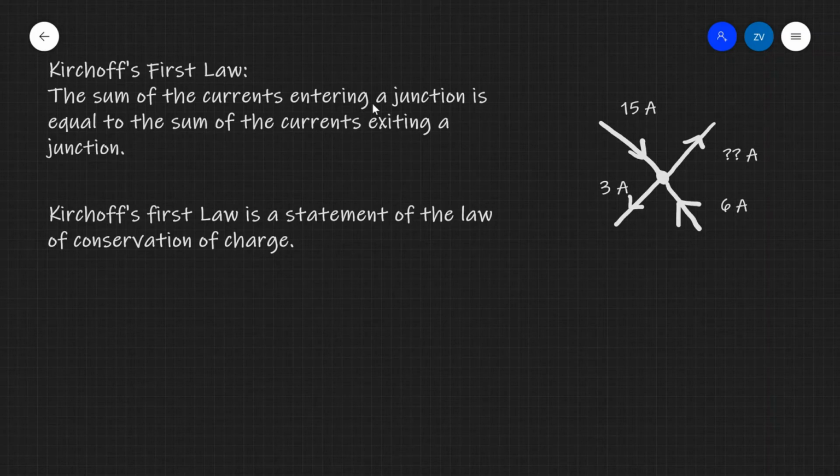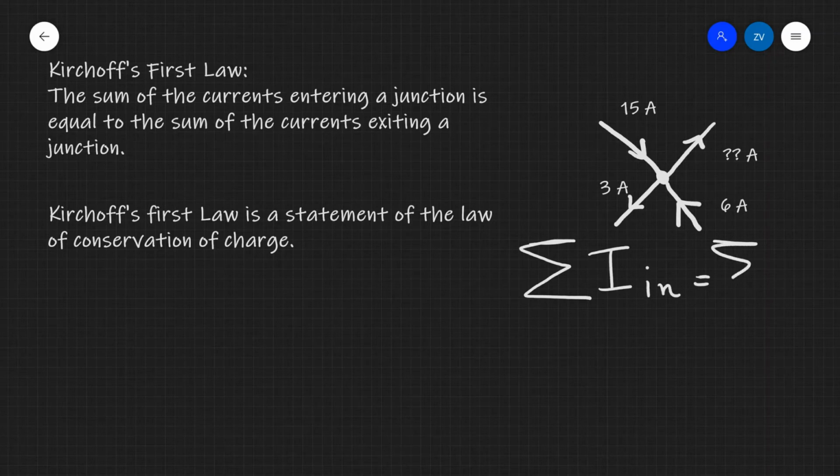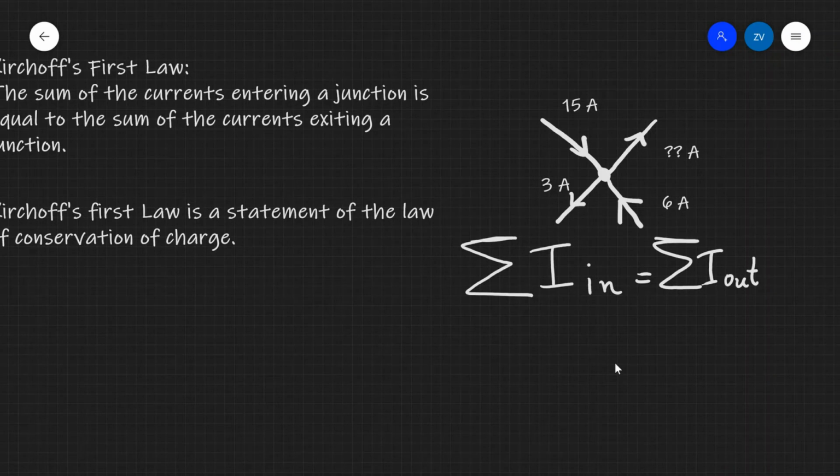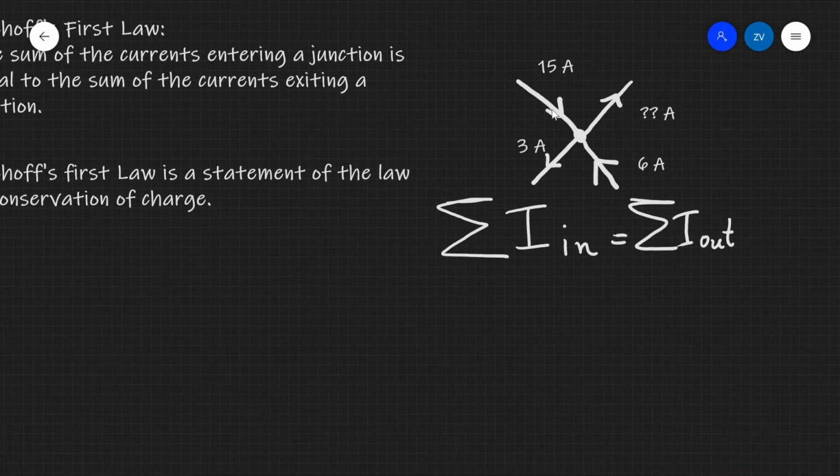Let's look at this in a little bit more detail, and let's do the final example which I asked you guys to do at the beginning of this online lesson. So the sum of the currents entering a junction, I'm going to use this summation sign. I'm going to call the sum of the currents entering the junction I subscript in. That's got to equal I subscript out, which is essentially the currents exiting the junction. When we look into this diagram in a little bit more detail, we can see that the 15 amp current and the 6 amp current are entering the junction. So 15 plus 6 amps, and that's got to equal the amount of current exiting the junction.